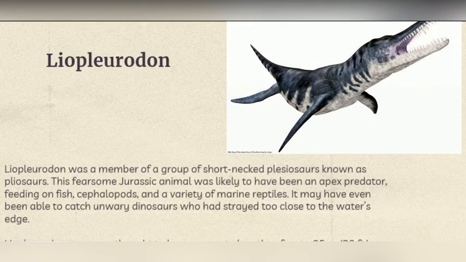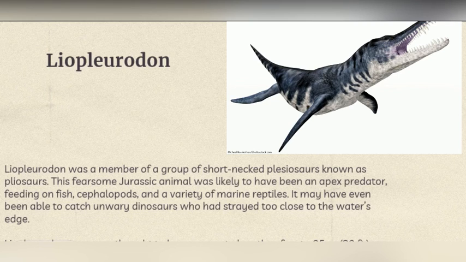Liopleurodon. Liopleurodon was a member of a group of short-necked plesiosaurs known as pliosaurs. This fearsome Jurassic animal was likely to have been an apex predator, feeding on fish, cephalopods, and a variety of marine reptiles. It may have even been able to catch unwary dinosaurs who had strayed too close to the water's edge.